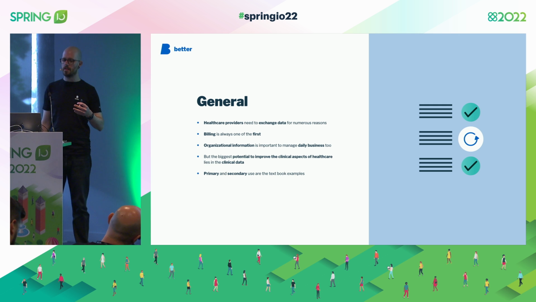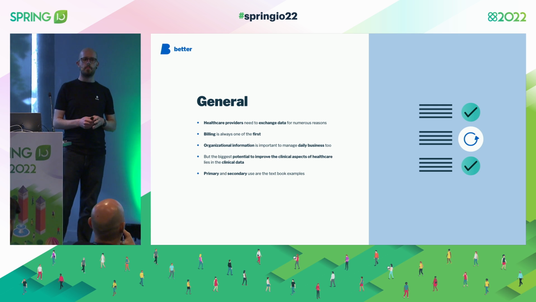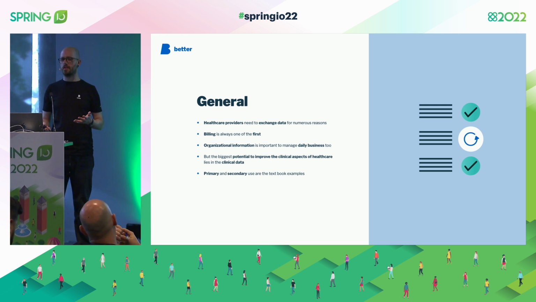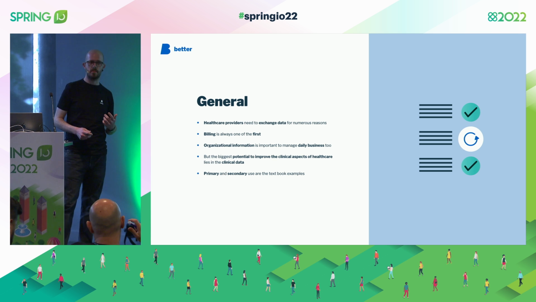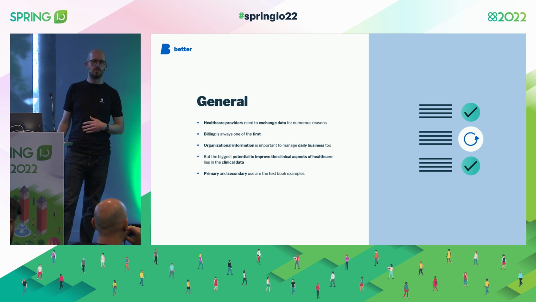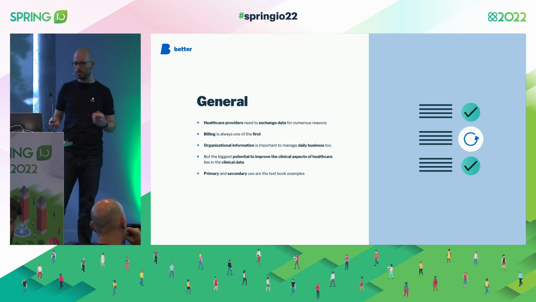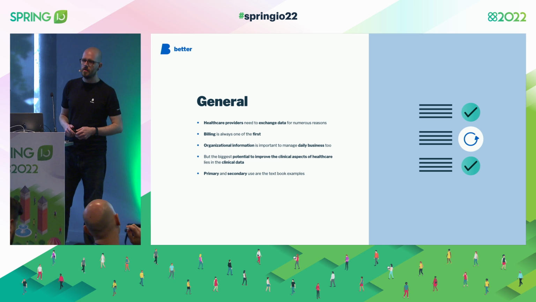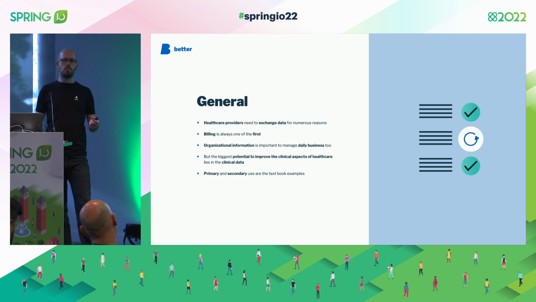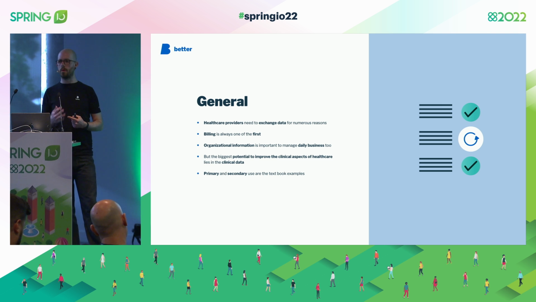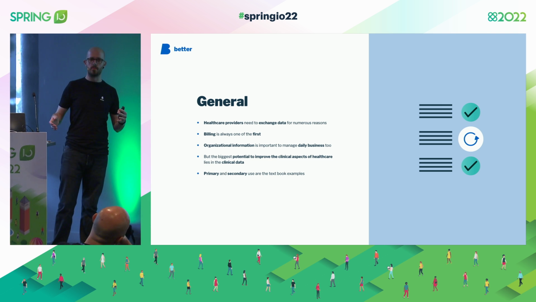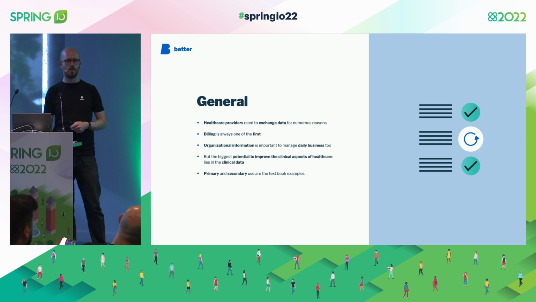In the very beginning, healthcare practitioners have numerous reasons to exchange data, right? Classically or historically, one of the first things that usually happens is exchanging financial data and billing information, because that's how our public healthcare infrastructure usually is built, like cash flow is important. Following that, organizational information is also important to manage the daily workflow, like making appointments, booking rooms, allocating resources like expensive equipment and so on.